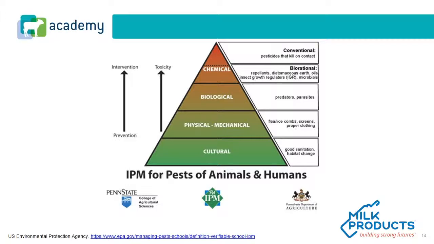And then at the top of the integrated pest management triangle are the two forms of chemical intervention. One of those is biorational, which would be repellents, diatomaceous earth, oils, or insect growth regulators, or microbials. And then at the very top of the integrated pest management triangle is the conventional chemical intervention, which are pesticides that actually kill the fly on contact, such as organophosphates.